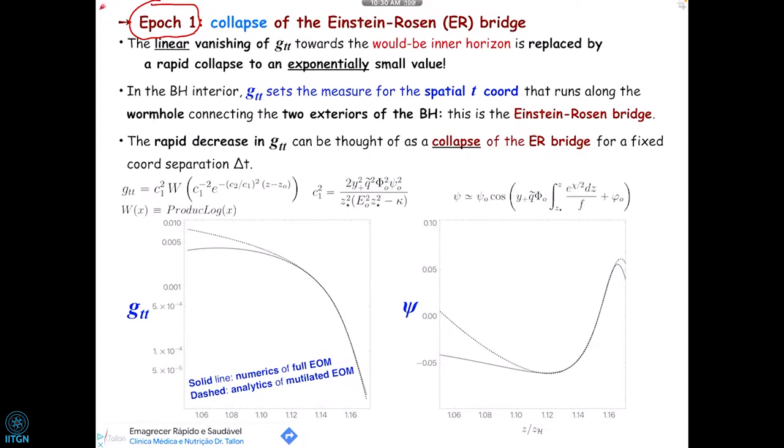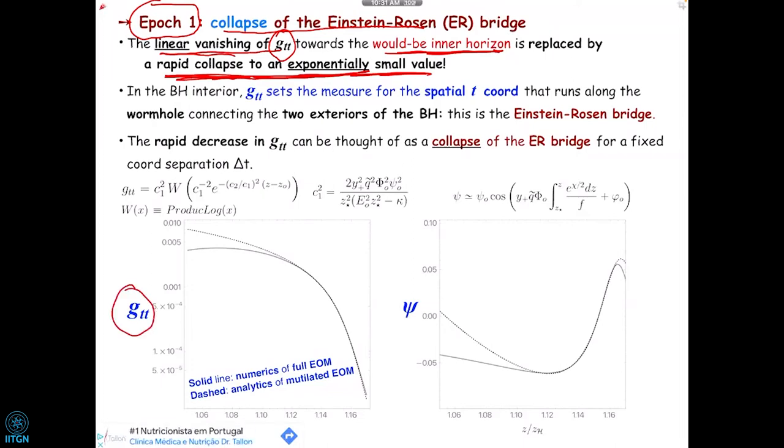Thank you very much. So the first epoch is what we call the collapse of the Einstein-Rosen bridge. Usually, for example in Reissner-Nordström, when I go into the interior of the event horizon, I would expect that the time-time component of the metric would vanish linearly as I approach the Cauchy horizon. But what I find, what my mutilated equations of motion and the numerical solution of the full equations of motion tell me is that instead of having a linear vanishing of GTT as I approach the would-be Cauchy horizon, I see instead a rapid collapse, an exponential collapse to an exponentially small value.